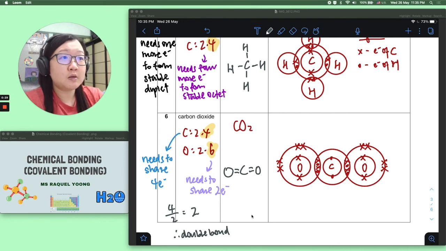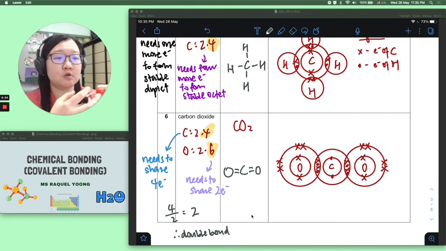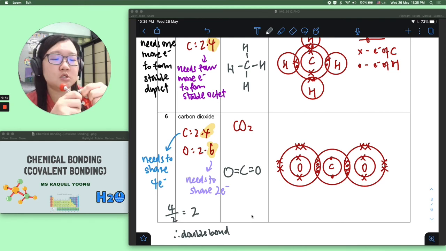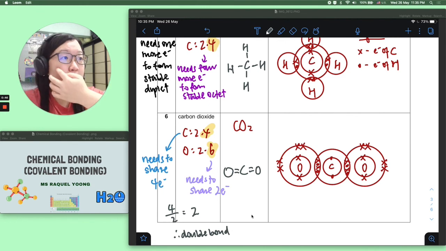And then carbon is 2.4. Just now we saw that it therefore needs to share 4 electrons in order to achieve a stable octet. Then oxygen is 2.6. It will need to share 2 electrons. So over here, carbon dioxide is a little interesting. You notice each carbon atom will need to share 4 electrons, but we only have 2 oxygens here, right? So then the question is, how are we going to draw the dot and cross diagram? How are the electrons going to be shared?